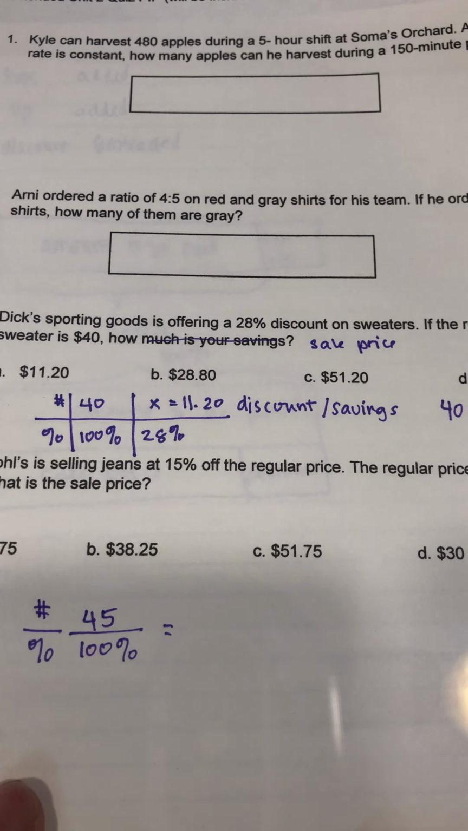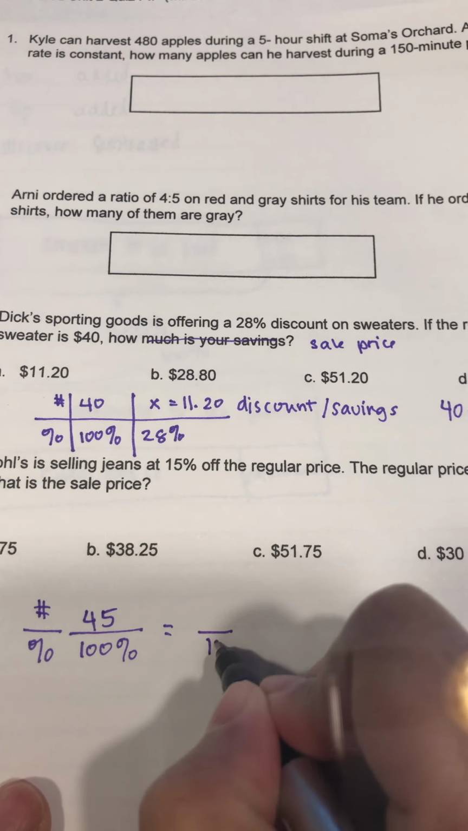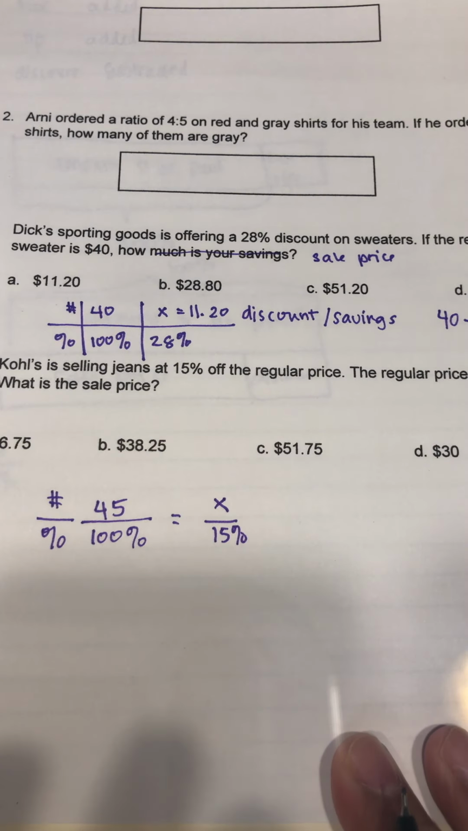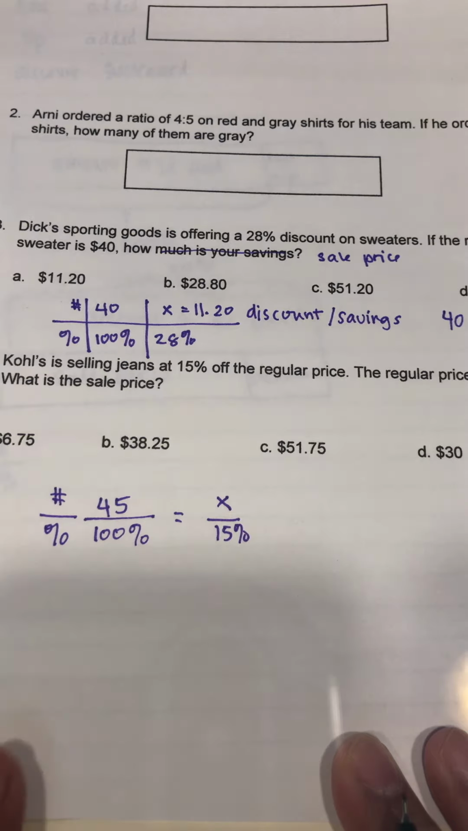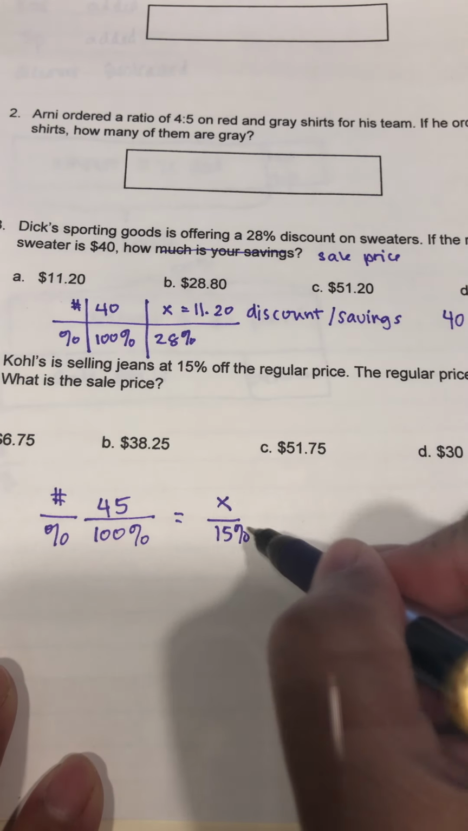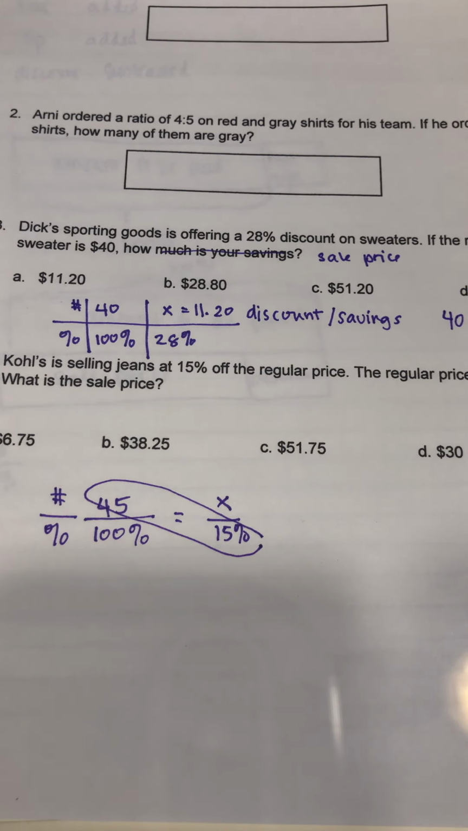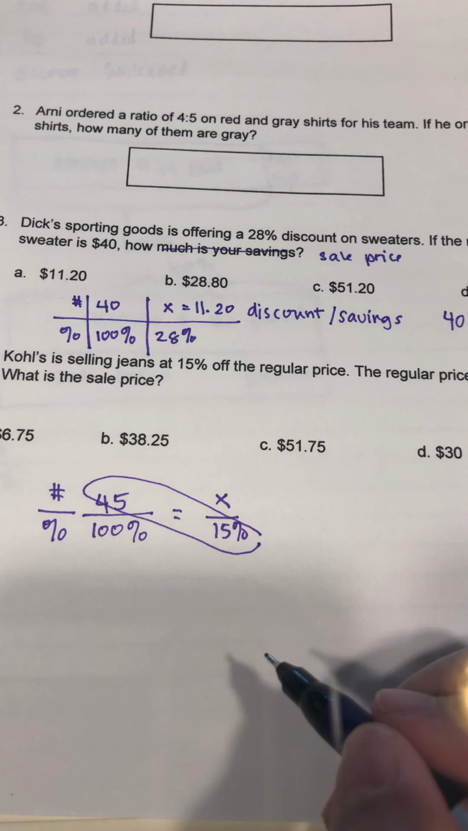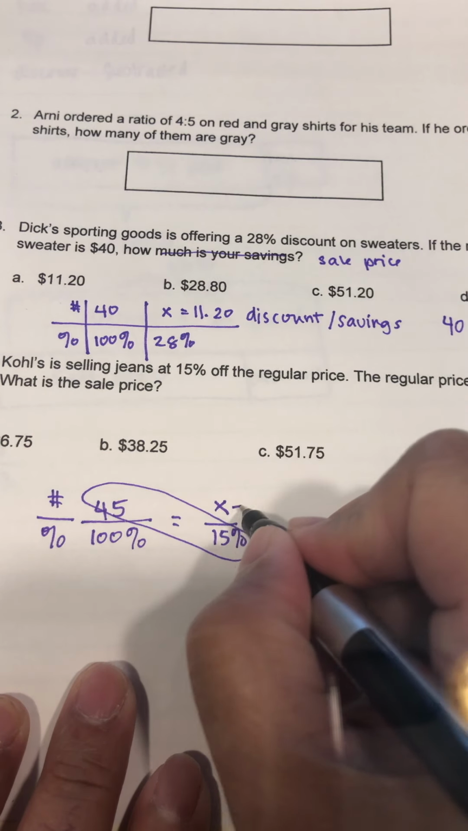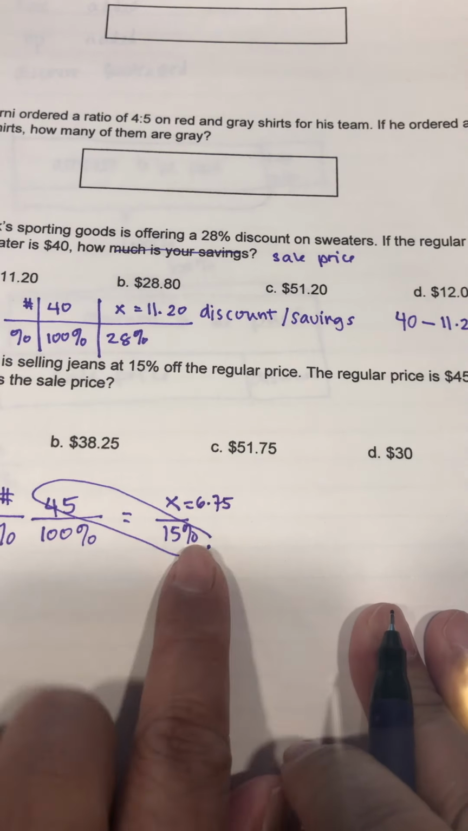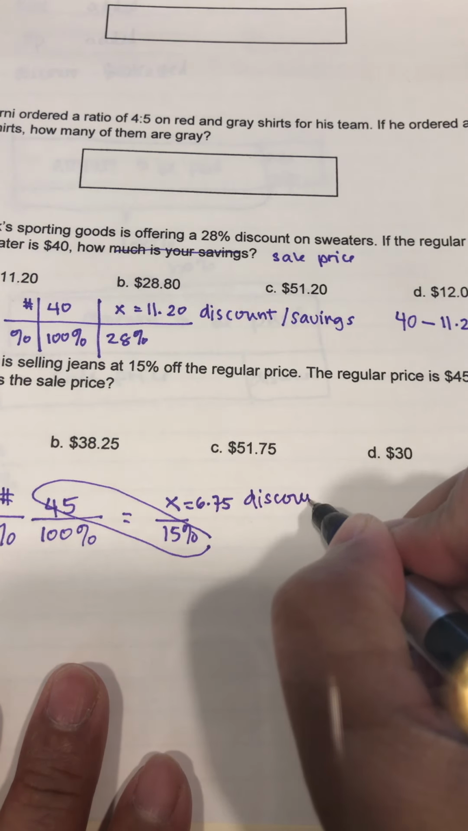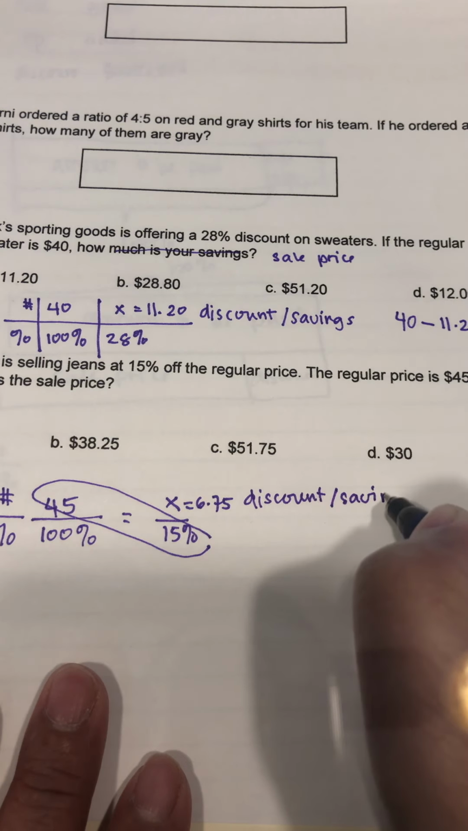And then 15% discount, so 15%, and then that's X. I want to solve this both ways. I want to go into our benchmark percent and I want to do our cross multiplication. All right, so we can do 45 times 15. 45 times 15 is 675 divided by 100 equals 6.75. Again, what do we call this $6.75? This is your discount and also called savings.